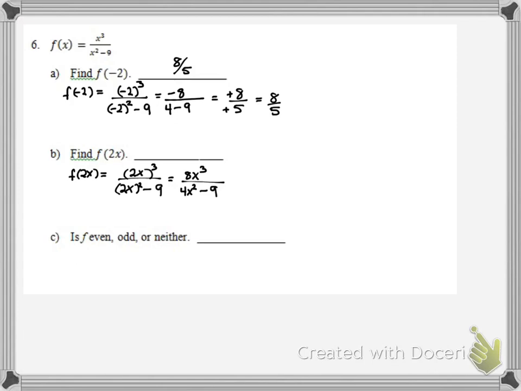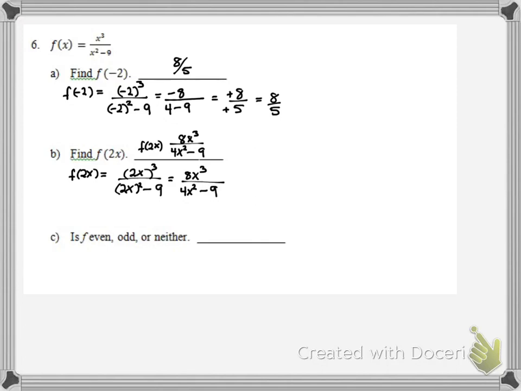So this is a little bit more complicated. I'll go ahead and put the answer in here. I have 8x cubed over 4x squared minus 9. That is my function when the input is 2x.